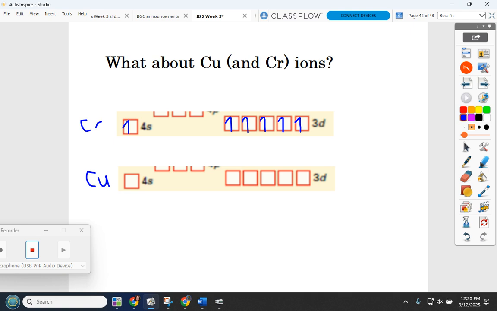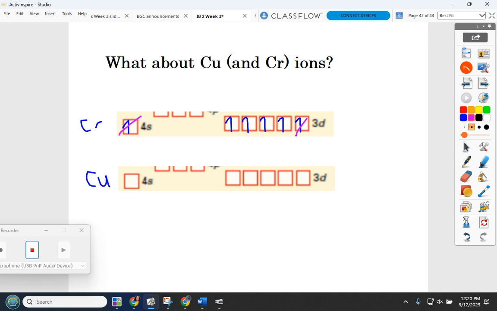possibly for similar reasons to why nickel doesn't work that way, although I'm not sure if that tracks with copper. Yeah, it doesn't really track with copper, so never mind that. But the first thing that's going to go is your 4s, and then if it's a 2 plus ion, you're going to start losing them out of the 3d. So it's exactly the same as the other ones.